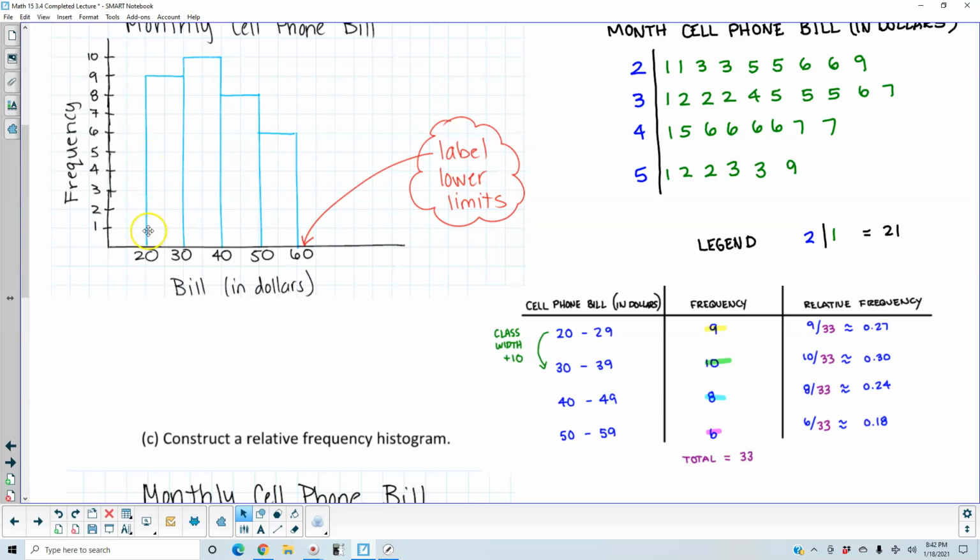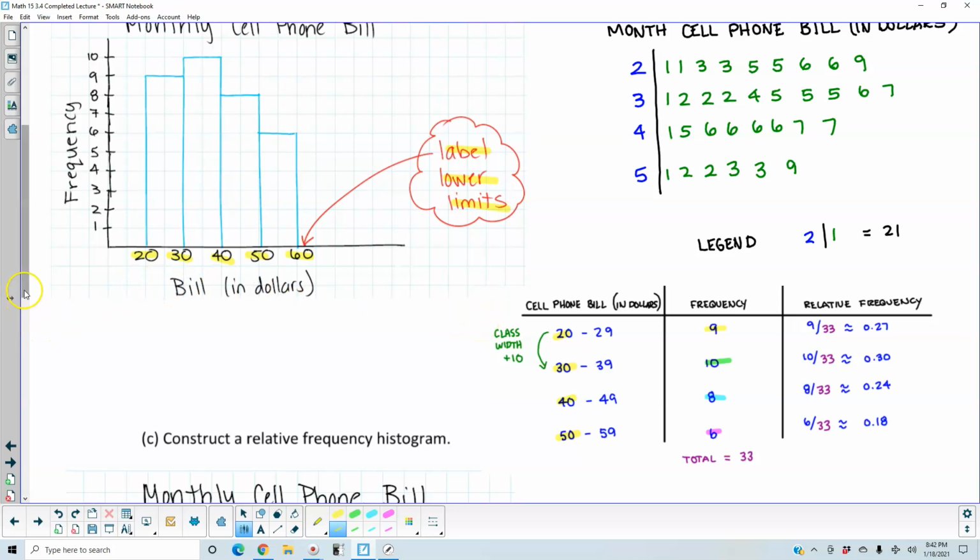Now, if we take a look at the horizontal axis, this is the bill in dollars. I want you to notice that our increments go from 20 to 30 to 40 to 50 and then 60. Those are the lower class limits. So we're going from 20 to 30, 30 to 40, 40 to 50, and 50 to 60. Again, label the lower class limits.